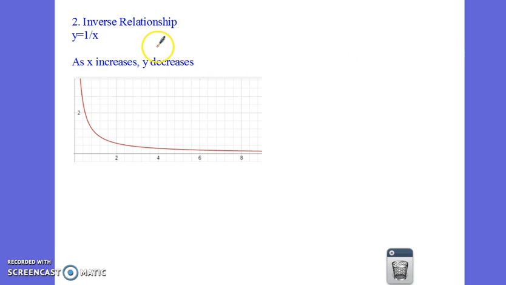An inverse relationship. Y equals 1 divided by x. That is your parent function. It's the most basic form of an inverse relationship that you can get. And all it means is, as your x variable, your independent variable, notice your independent variable or x variable is on the x-axis. That only makes sense. As x increases, y is decreasing.